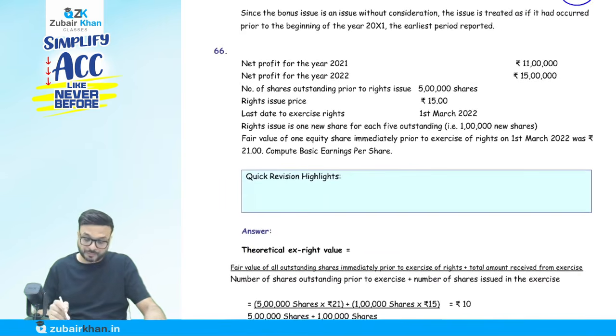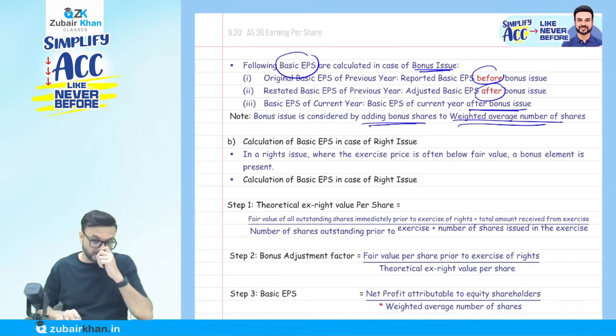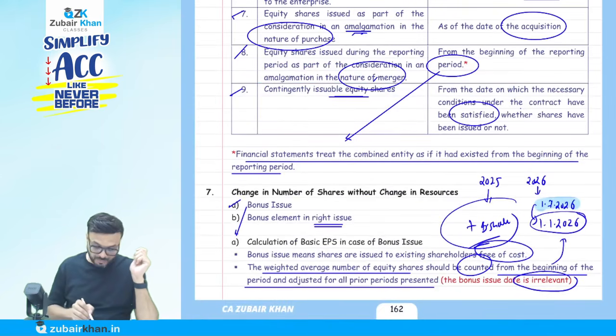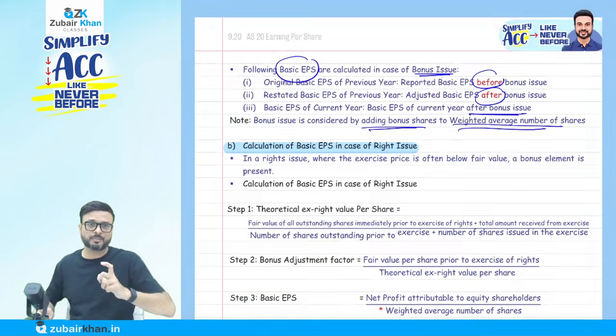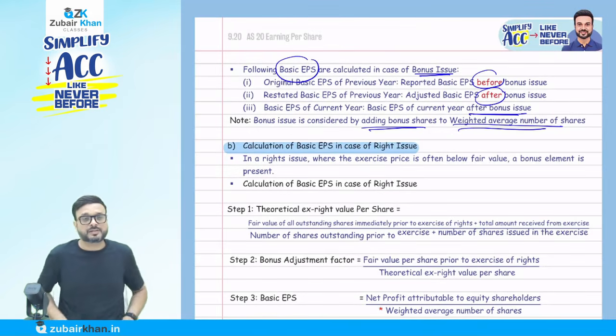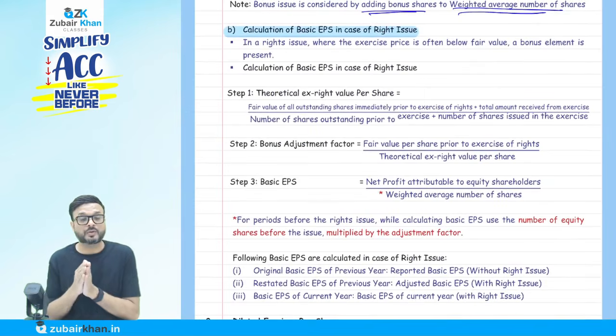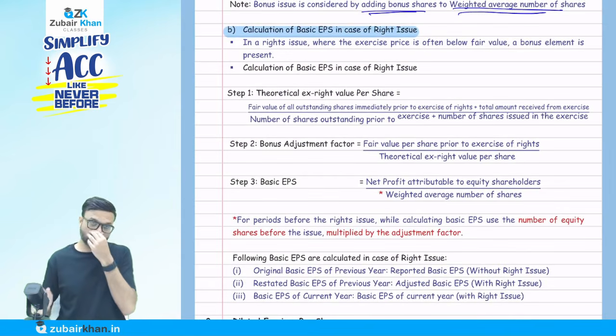Okay. Now understand the next concept. Just remember these steps. There is one more thing here: there is a bonus element. We issue the share, but there is a certain bonus element in that. You know what a rights issue is? In a rights issue, we offer shares to existing shareholders at a lower price.